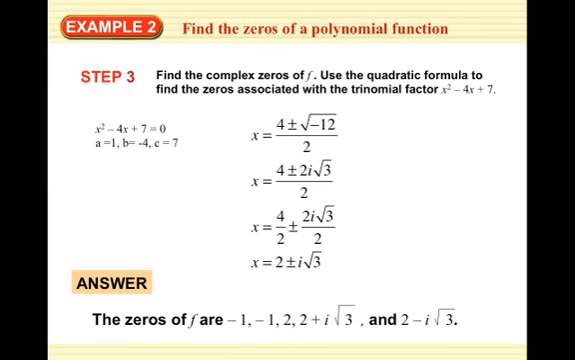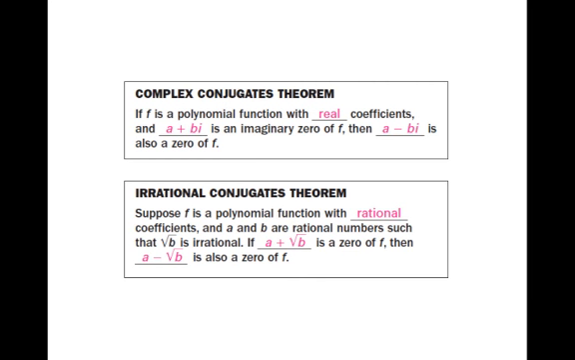So here we go. The zeros of f are -1, -1, 2, 2 plus i square root of 3, and 2 minus i square root of 3. And that gives us our 5 zeros.